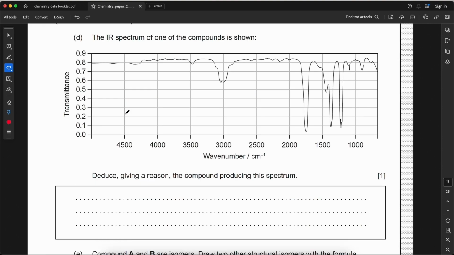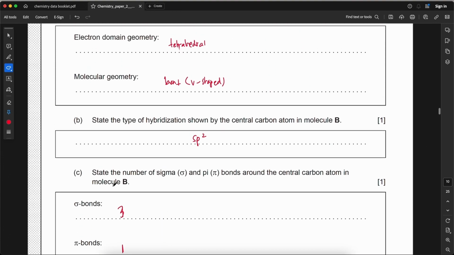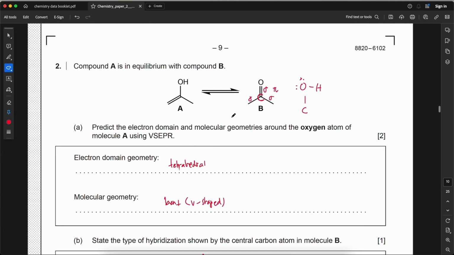The IR spectrum of one of the compounds is shown. You see here it is around 1700 to 1750 centimeter to the power -1. So it's a C=O. Deduce, giving a reason, the compound producing this spectrum. The one that has C=O is B.